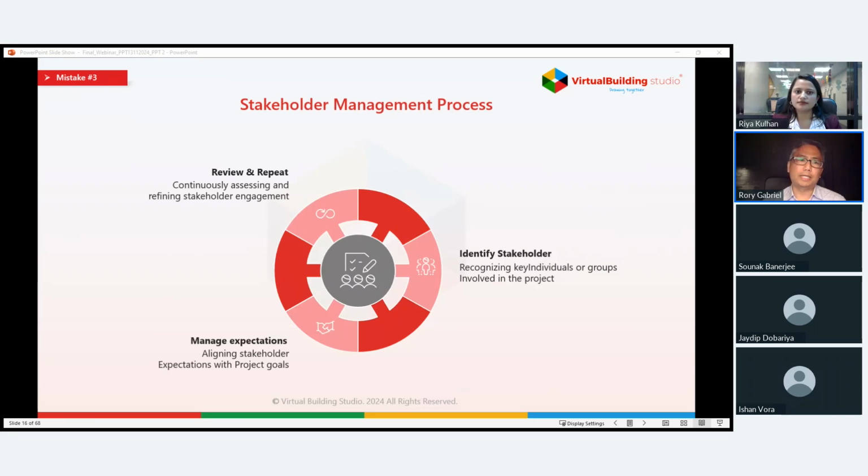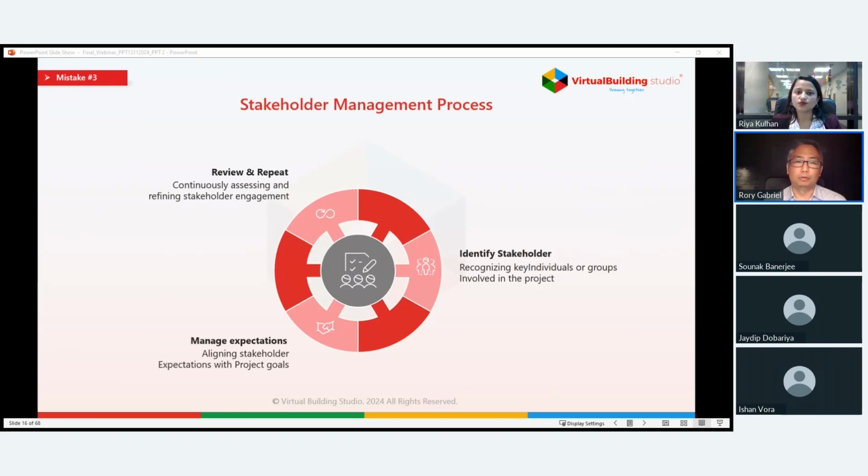The best way to manage expectations is through clear and consistent communication from day one. Set realistic timelines, be transparent about potential risks or challenges, and make sure everyone understands what they can expect at each stage of the project.